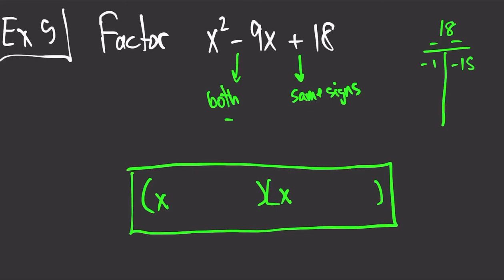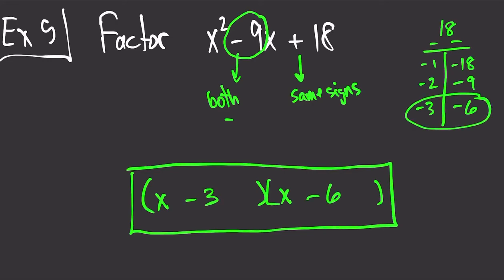Negative 1 and negative 18. Negative 2, negative 9. Negative 3, negative 6. So I need the pair that add to a negative 9. What's going to be these right here? A negative 3 and a negative 6. Again, I don't care what order you put those in, as long as they're both negative.